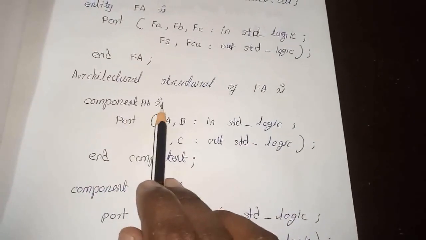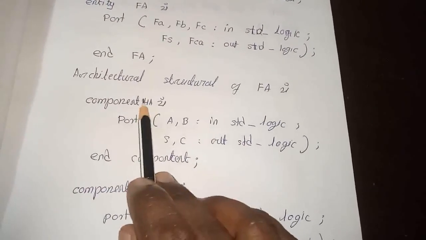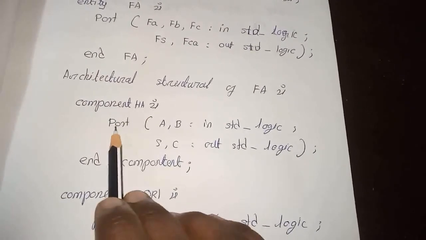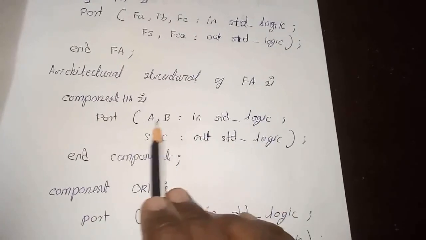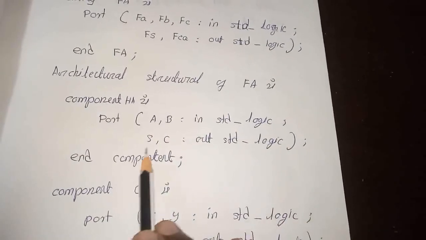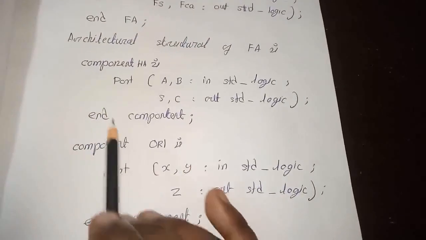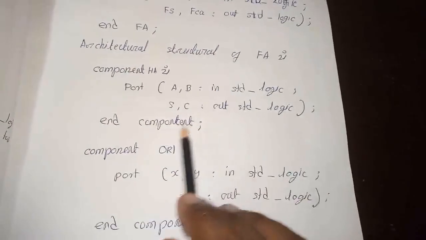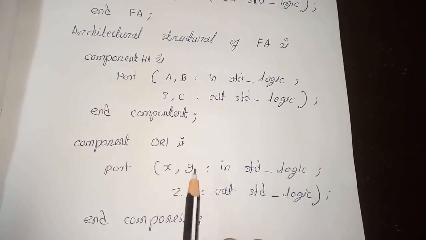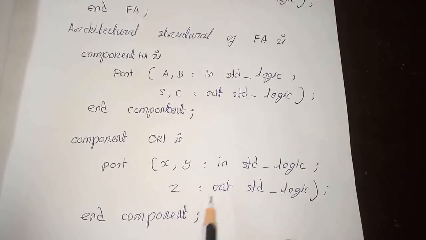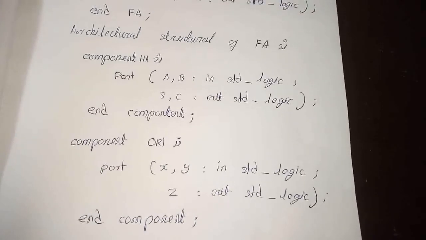So component H is the model name of your half adder, and the port mapping should be what you declared, the same as you declare here. A, B are inputs std_logic, S and C are outputs std_logic. You close this component. This is your one component. The other component should be the OR gate: component R1, X, Y as input std_logic, Z as output std_logic, and end component.